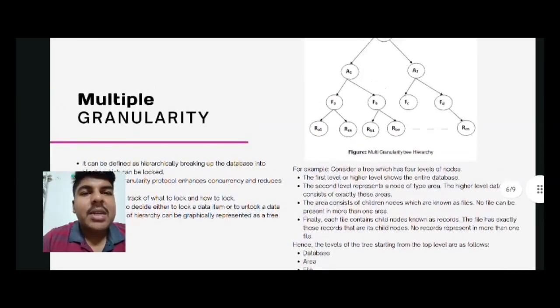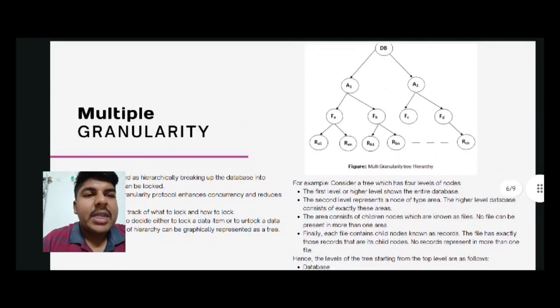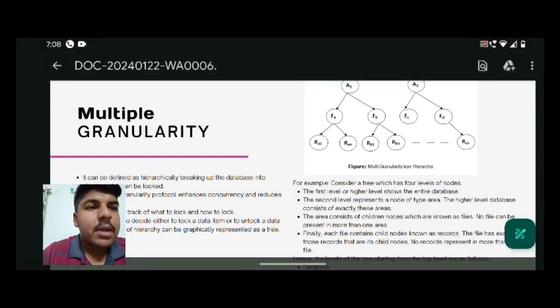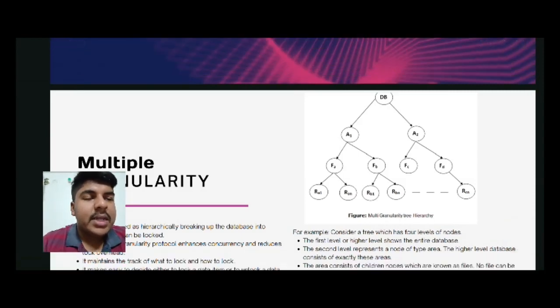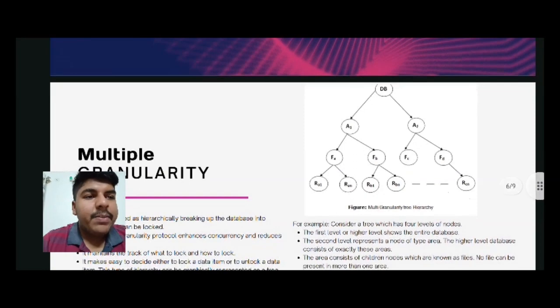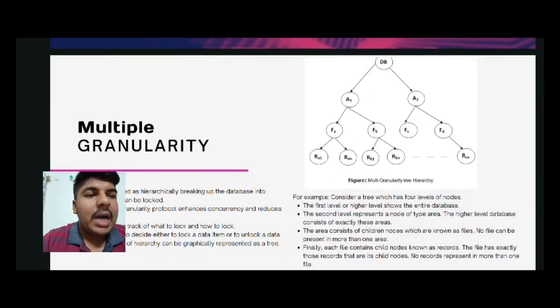So basically, multiple granularity is a locking system in which we can lock a particular type of data or a database. As we can see in this diagram, the first node or the root node is the database, and the expanding children nodes A1, A2 are the areas, FA, FB, FC, and FD arising from A2, A1 and A2 are the files, and RA1 to RCN are the records stored in the files.